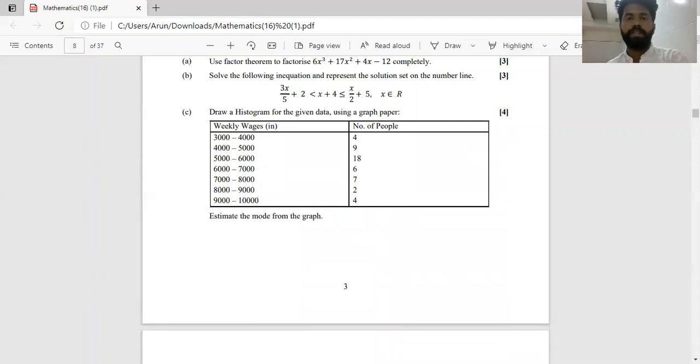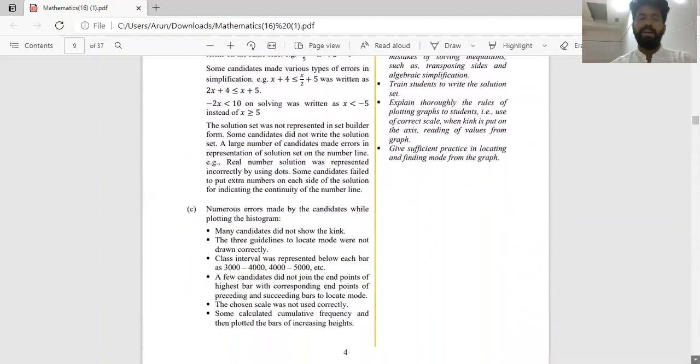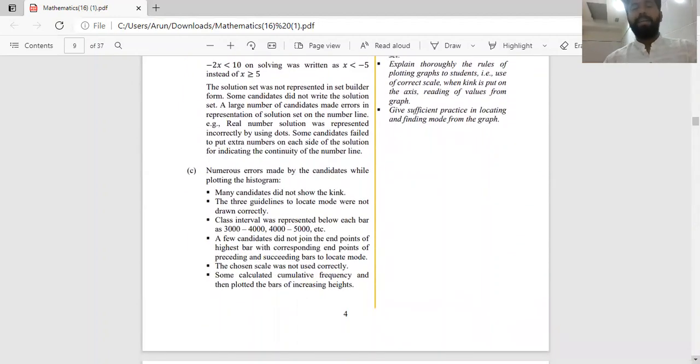Then the next question is of a histogram. Draw a histogram for the given data, and then you have to estimate the mode from the graph. So over here, numerous errors were made by candidates. First of all, because this was not starting from zero, you had to show the kink mark.